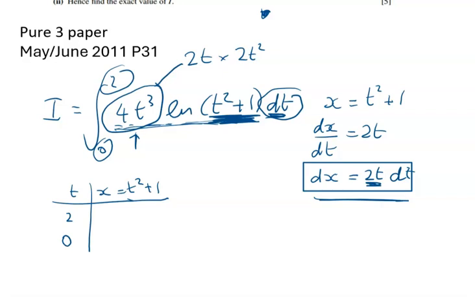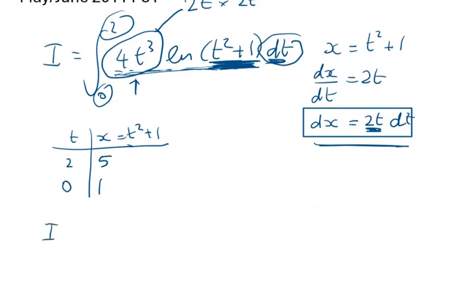And most of you used the table. So 4 plus 1 is 5, 0 plus 1 is 1. The new limits are 5 and 1. Right, so the integral is now going to go between 5 and 1, and we're going to have 2t.